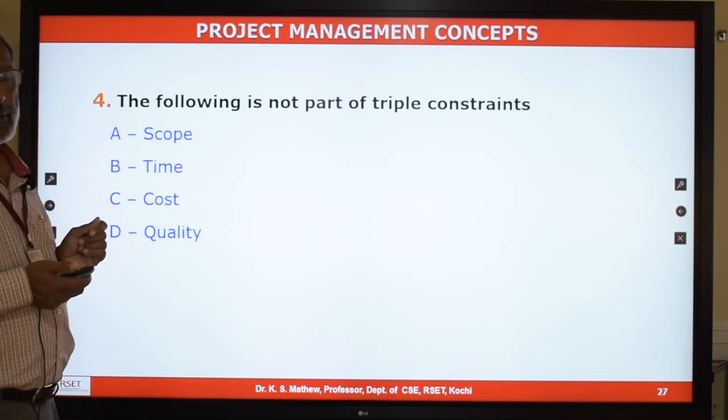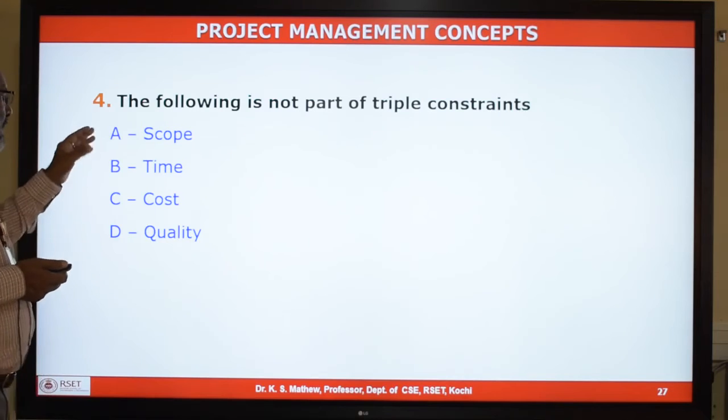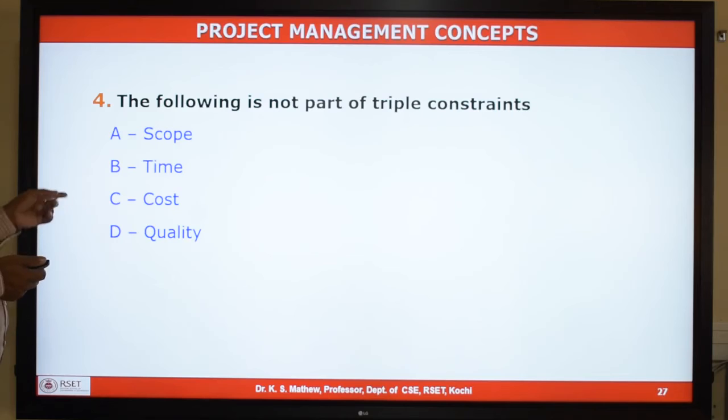Following is not part of the triple constraints. Option A, scope; B, time; C, cost; and D, quality. So scope, time and cost are considered the triple constraints, and quality is not part of the triple constraints.